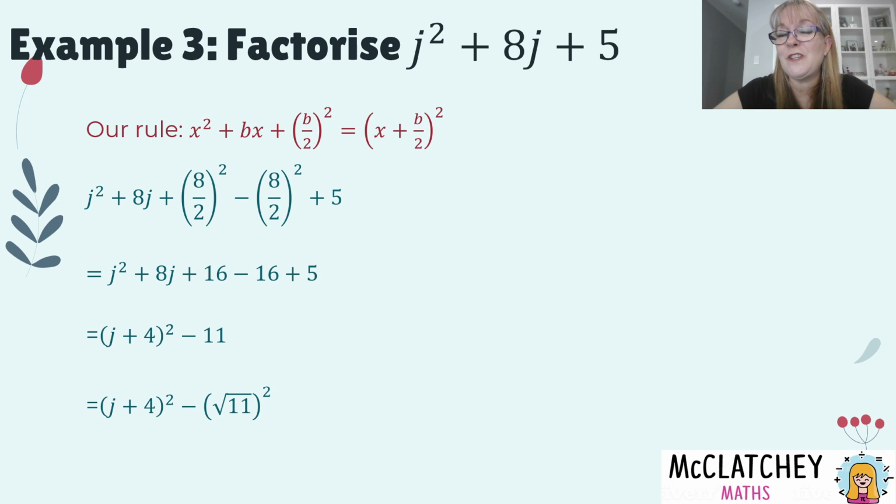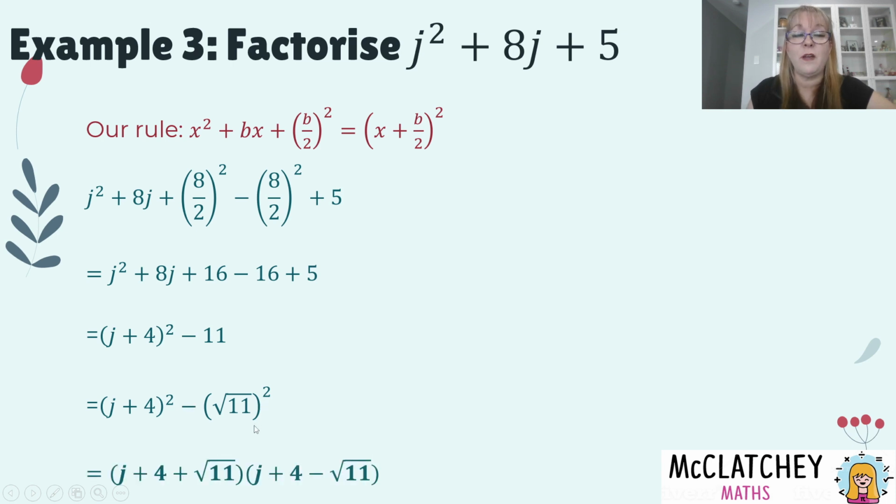If you're not really good with surds, we've got a whole playlist on that. You could go and watch that. So now I've got a squared number, take away another squared number. I've got the difference of 2 squares. So that means this plus root 11 in brackets, this take away root 11 in brackets. A little bit different, a little bit more complex, isn't it? But it's now fully factorised. I bet you never thought that was going to happen.